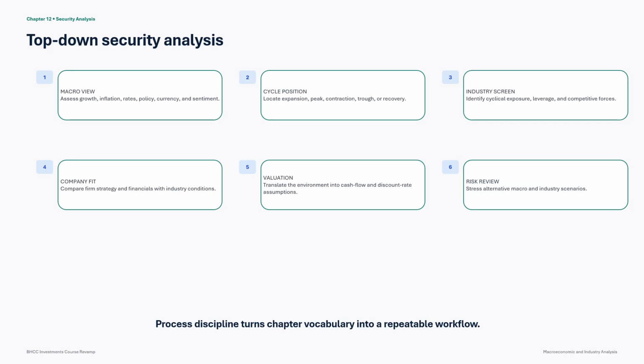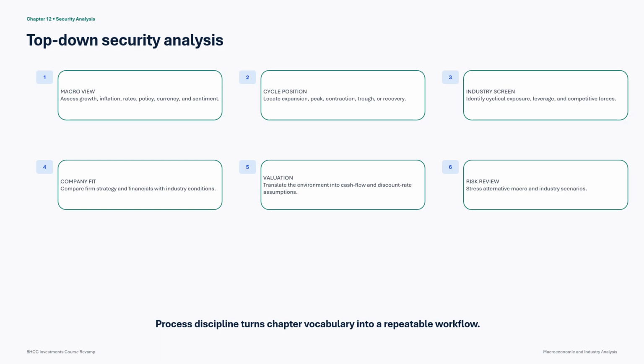Step 5 is valuation. Translate the environment into explicit assumptions for revenue, margin, capital spending, working capital, and discount rates. Higher rates can reduce value directly through the discount rate and indirectly through weaker demand or higher financing expense. A lower multiple may be justified, but a lower multiple alone does not tell us the stock is cheap. Sometimes the denominator is about to become smaller.